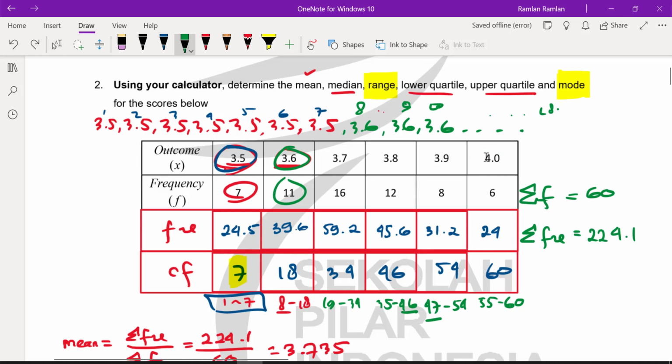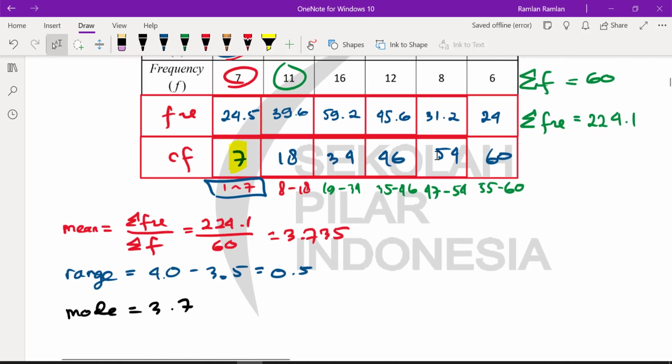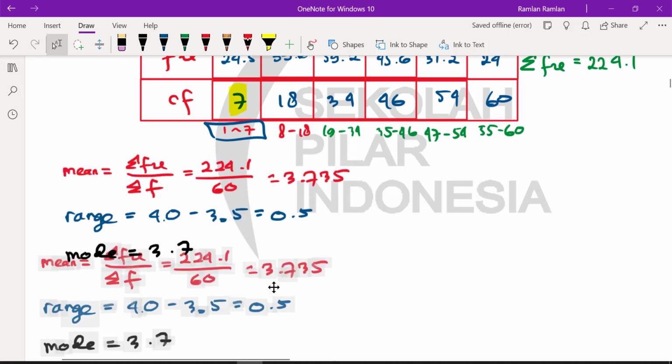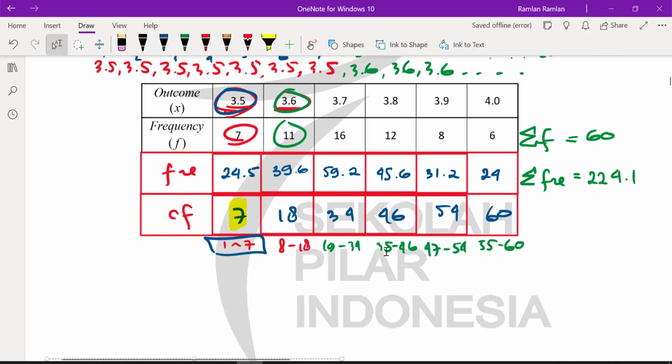Okay, so you don't actually need this, but I'm just gonna put that anyway so that you can see what is actually happening here. So now we can move on to the median, lower quartile, and upper quartile. In here, guys, remember that the median is the middle data, right? So since we have 60 data, we need to calculate the median like this. I'm gonna move that mean a little bit down here, so we can see more clearly how we're going to find the median.